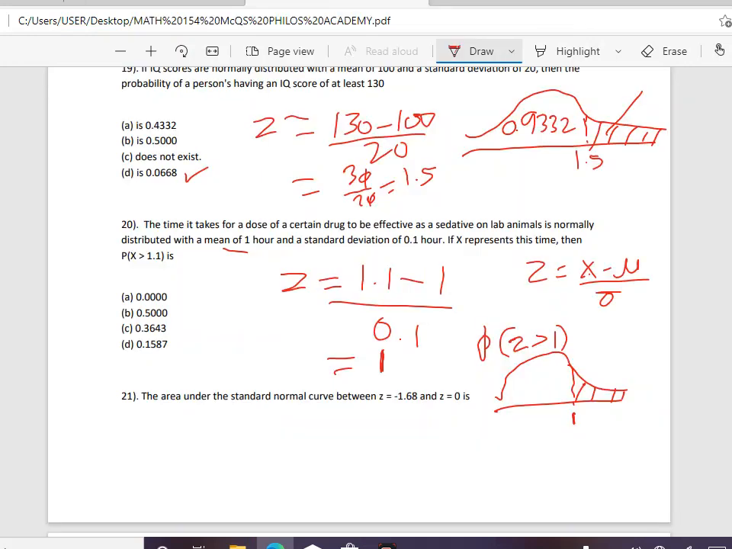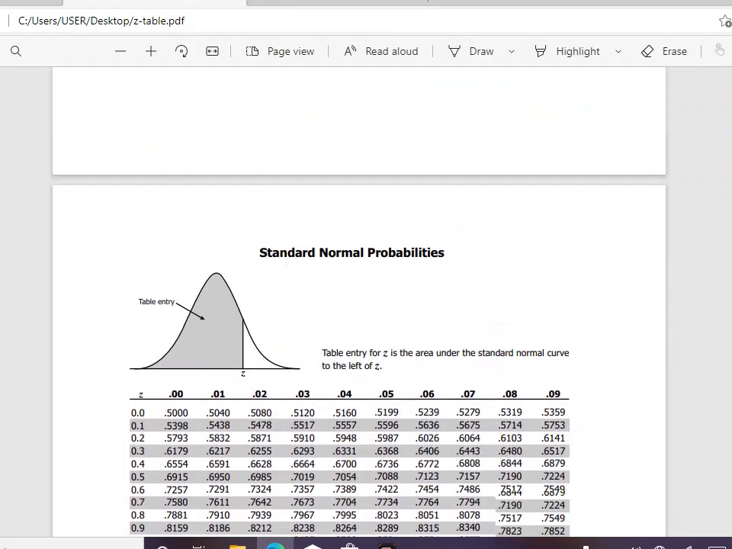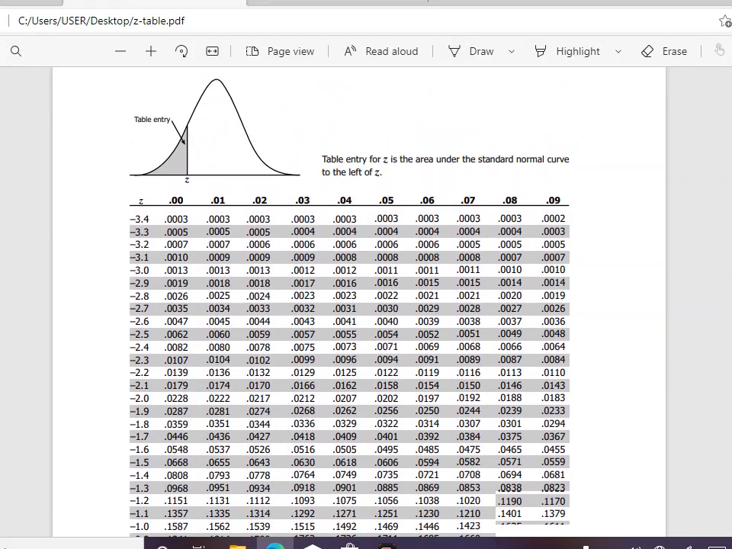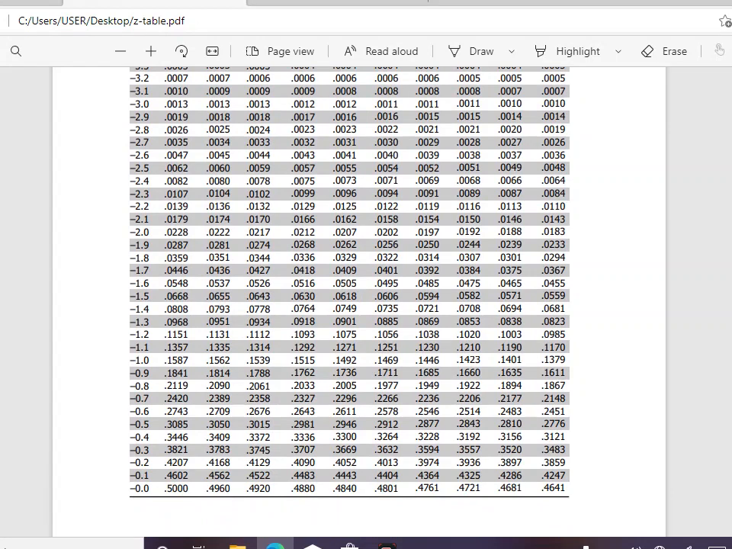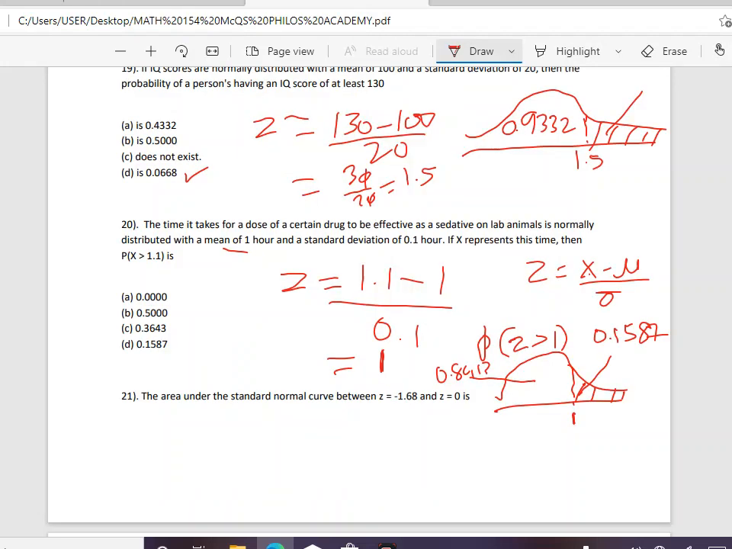0.8413. So to get this side is 1 minus 0.8413, isn't it? Which will give you 0.1587. Another way of checking it is that you can check positive 1 on a negative z table to get the answer straightforward instead of checking it on a positive z table. That's 0.1587, as you can see. Positive 0.1587. So the answer is D.